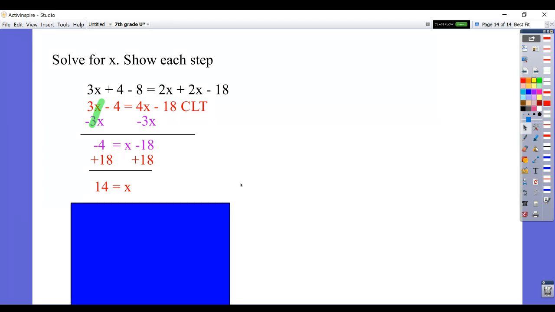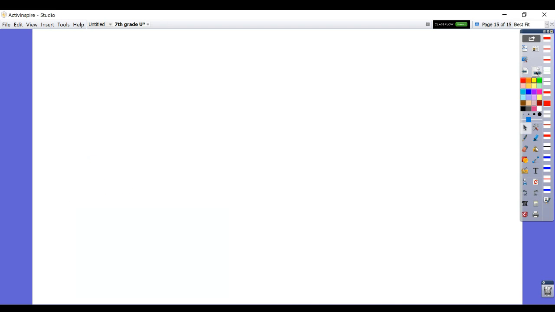If it doesn't say you have to show the check, then you do not have to show the check. Of course, the check is always a good idea just for the sake of feeling confident in your answer.